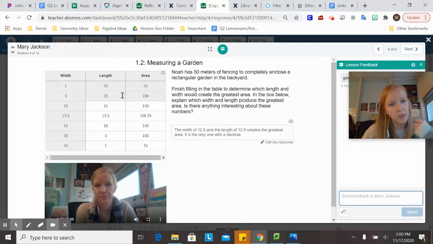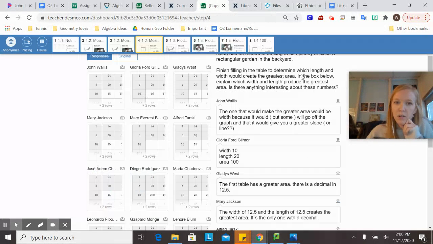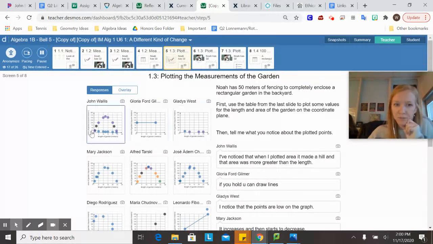Other things that you could have noticed is that it starts to increase and then it decreases again. Either one of those is what I was looking for here. Okay, so let's move on to the next slide.